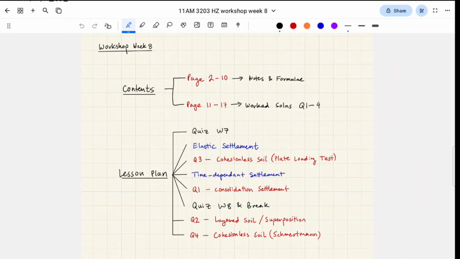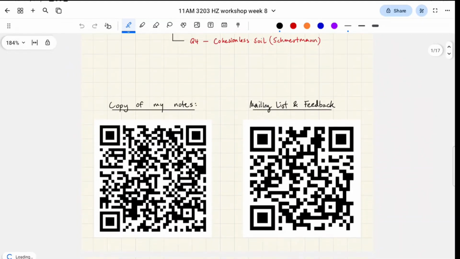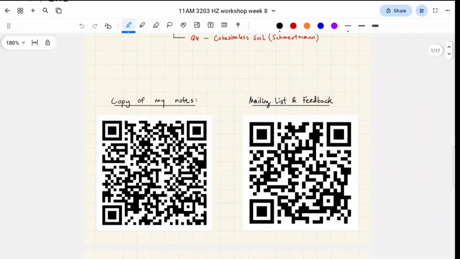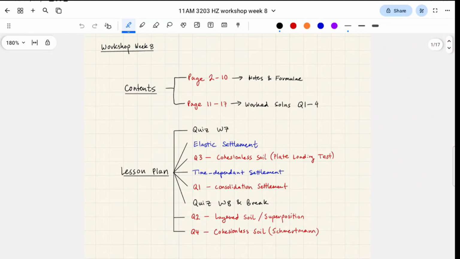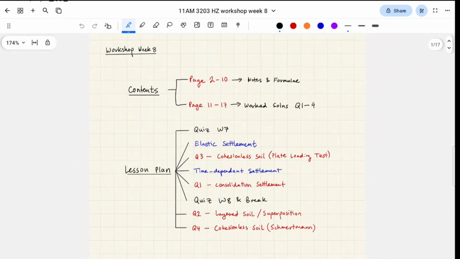Okay. So how I've structured my notes, if you'd like to go through them, there's a copy of them. There's also a mailing list if you want to be sent the videos, recordings of each week. So if you want a copy of my notes, it's there on the screen right now, because I usually go slightly quick. Pages 2 to 10 of my notes are just going to be running through the notes and formulas as usual, and then pages 11 to 17 are my worked solutions in order, right?